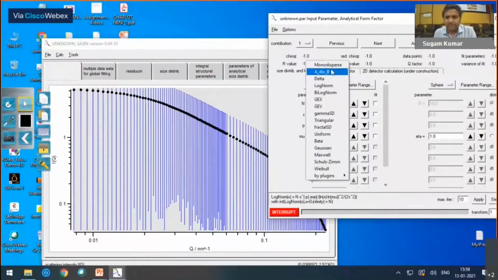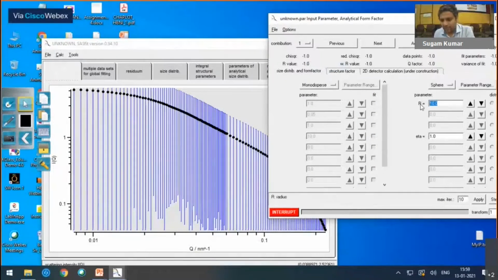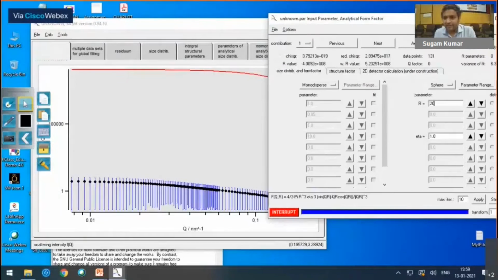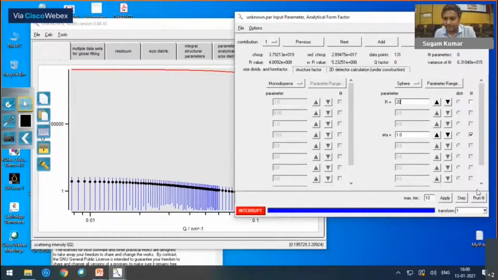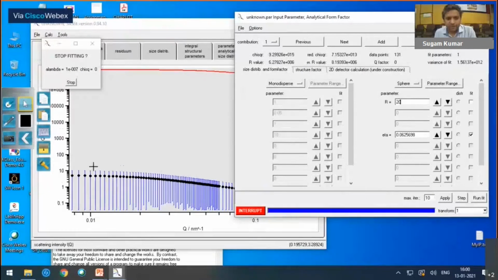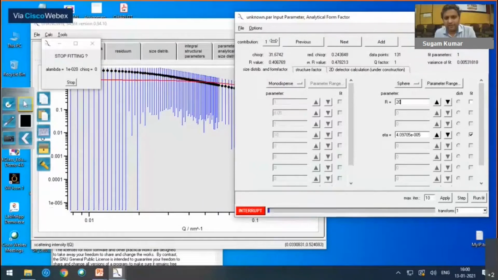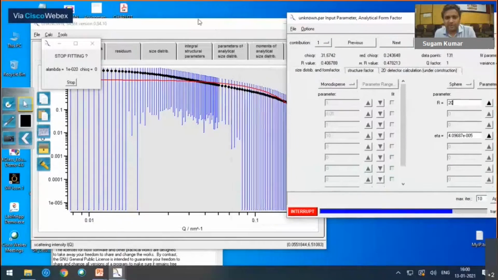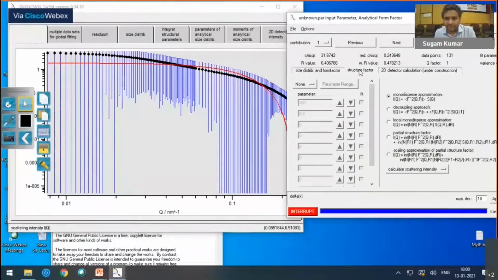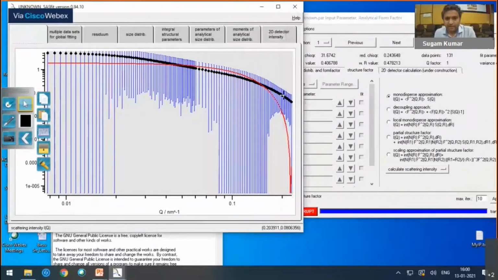So we will start with monodisperse only. 20 angstrom is my rough guess. Hit it. Don't bother about these error bars. This is just because of the version we are using and compatibility with the PC. We will fix this error bar.